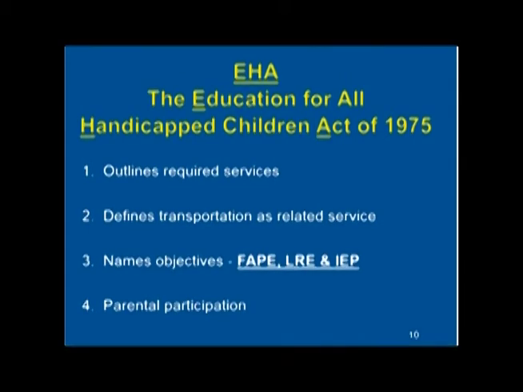EHA, or the Education for All Handicapped Children Act of 1975. This law outlines the variety of special education-related services that must be provided to all handicapped children. This defines transportation as a related service. It has several terms named in this law, FAPE, LRE, and the IEP, which we will discuss. It ensures that parents participate in the development of the IEP for their child, and it provides federal funding to help states bear the additional cost of educating handicapped children.